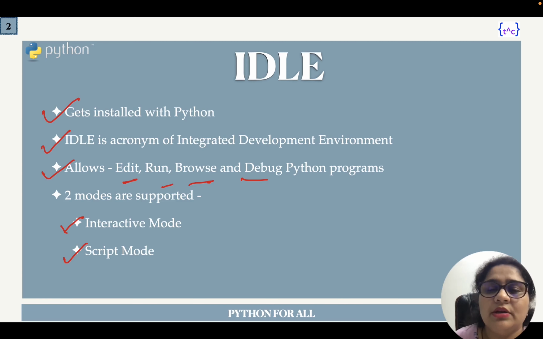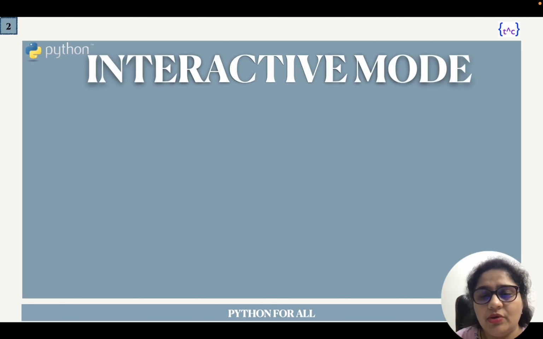All right, so we'll have a look at the interactive mode first. So first one, interactive mode. As I told you, in interactive mode, just on the Python prompt, whatever Python statement you can write, you can execute. One statement at a time, it will allow you to execute. It just interprets the statement and executes.